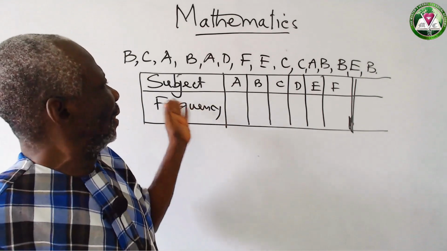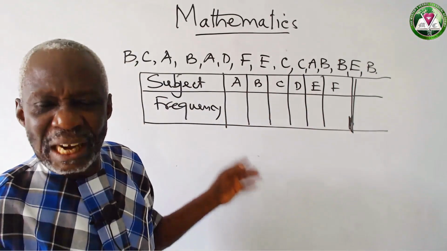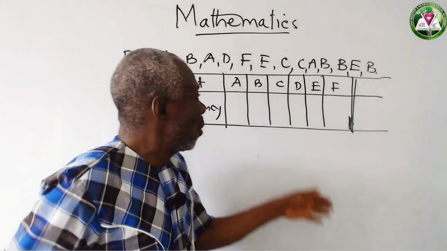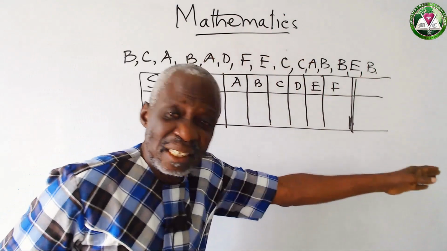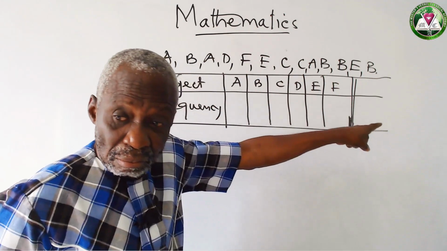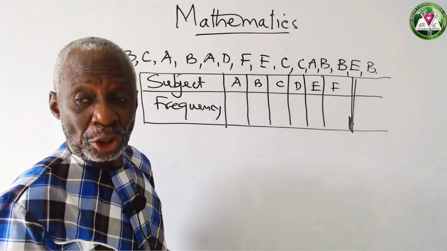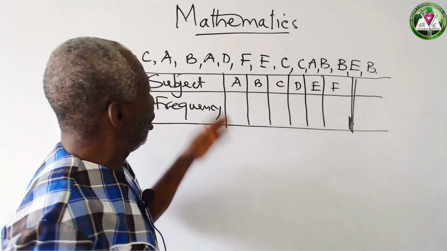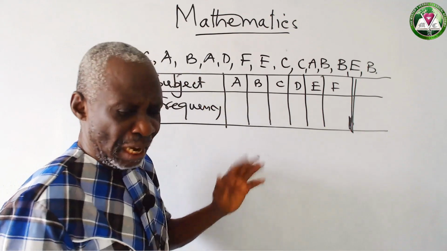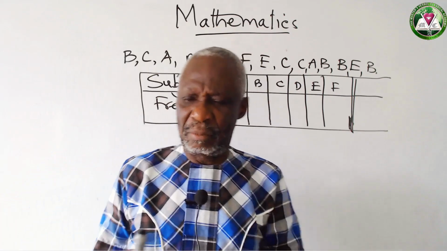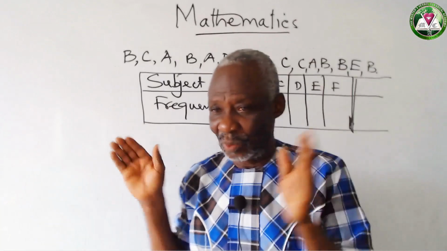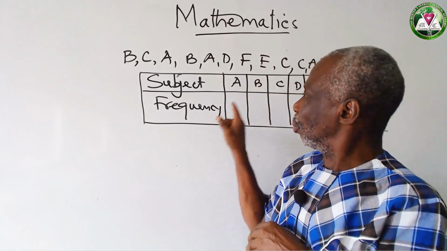Now these are the headings under which we shall put certain things. And what are we going to do? We will look at this raw list that the teacher gave and ask ourselves, how many A's are there? We are going to group them. Classification. How many B's? How many C's? How many D's? How many E's? And how many F's? I'll give you some time to work that out. Arrange them. How many A's do you have here? You put it under this frequency.